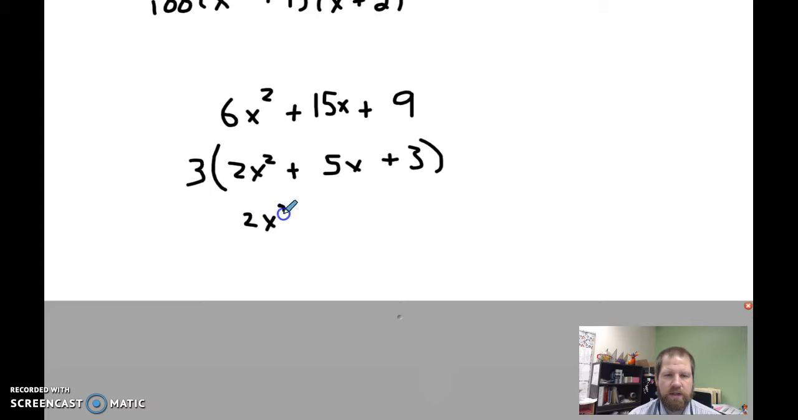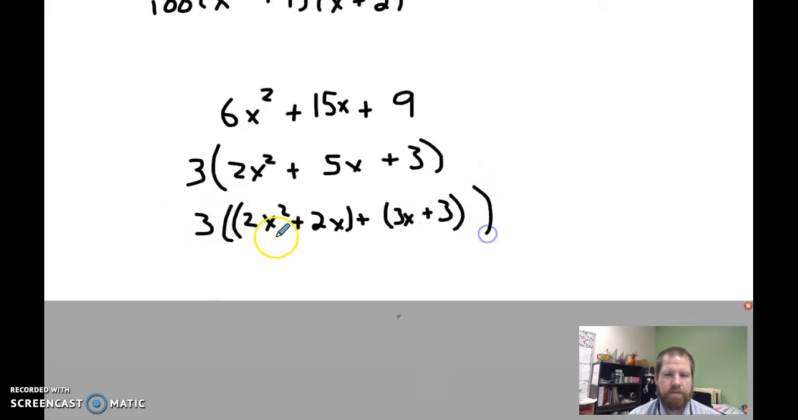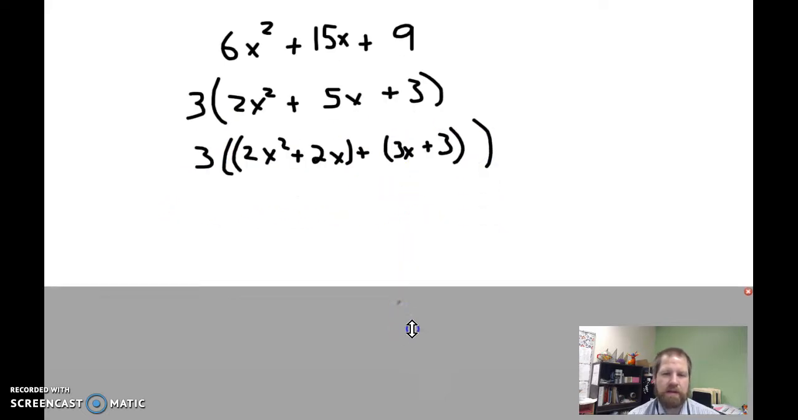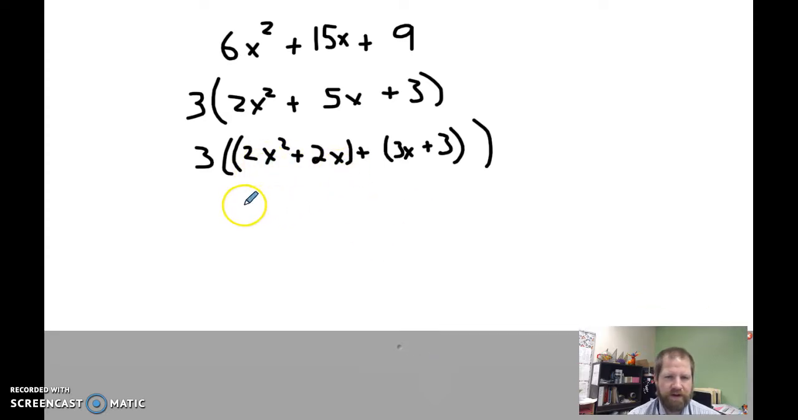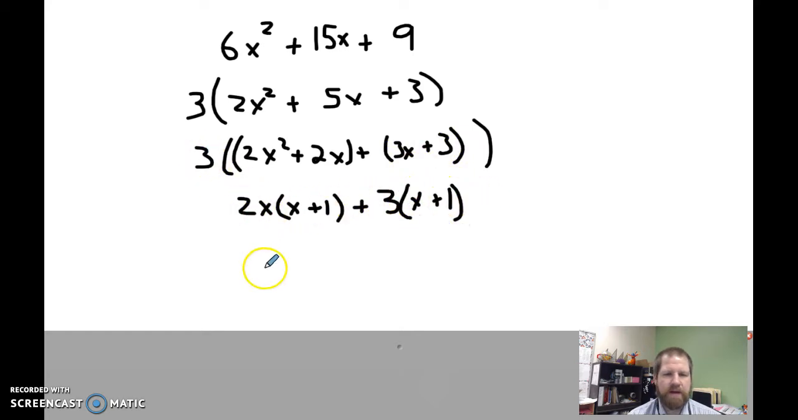So I'd have 2x squared plus 2x plus 3x plus 3. And I do still have this times 3 out here. Alright, but again, I can kind of ignore that until the end. Pull out my common factor of 2x. So I'm going to have 2x times x plus 1 plus, pull out my common factor of 3, 3 times x plus 1. Okay, and yeah, I still got my 3 there.